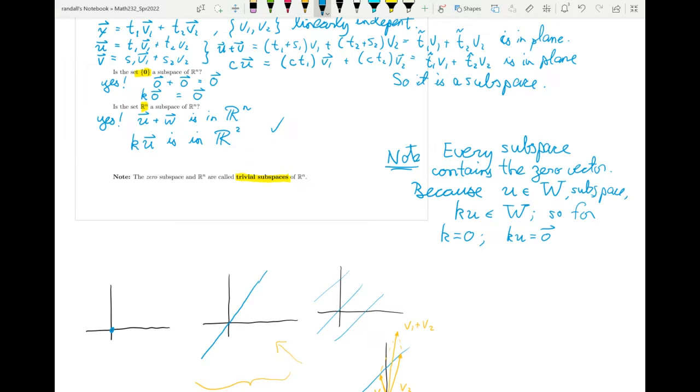However, you can't use this to prove that a subset is a subspace, because many subsets of vectors contain the zero vector, but they're still not a subspace because they're not closed under addition or scalar multiplication. So it's only good for one particular aspect of this question.